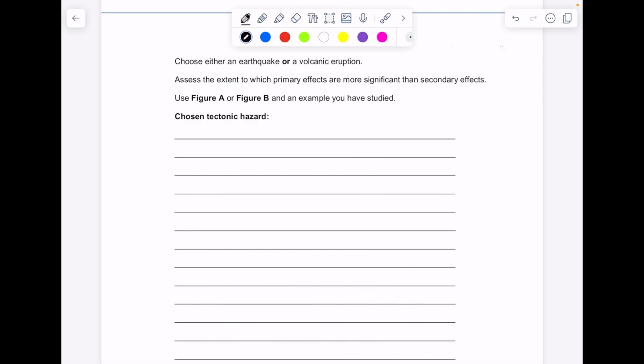So I think it's very important that I actually talk you through a past paper question so you can understand how to apply that scaffold. "Choose either an earthquake or a volcanic eruption. Assess the extent, so there's the command word, to which primary effects are more significant than secondary effects. Use Figure A or B and an example you've studied." So it's even telling you to use information from the paper as well as case studies. And here it wants us to choose our tectonic hazards.